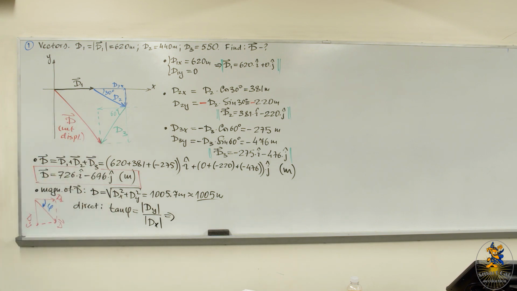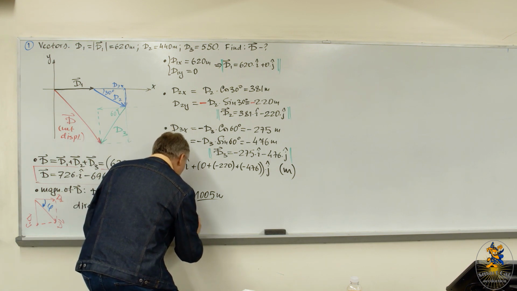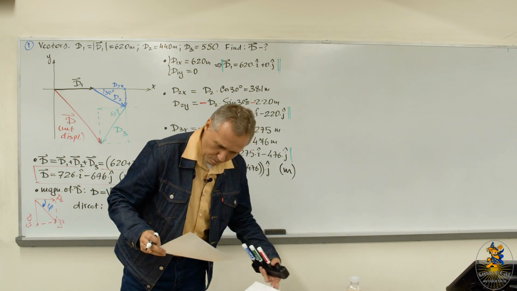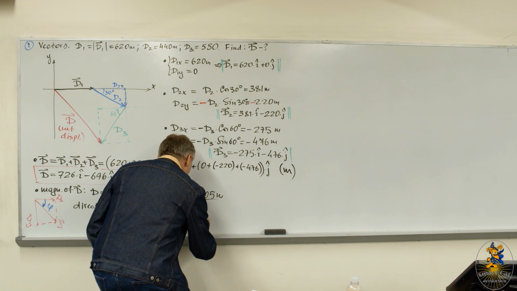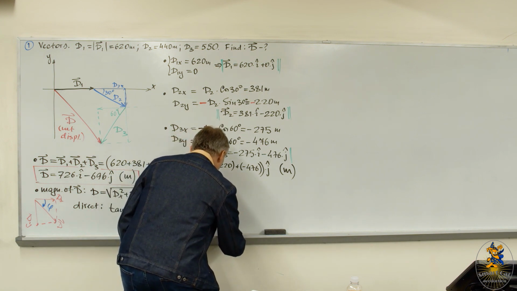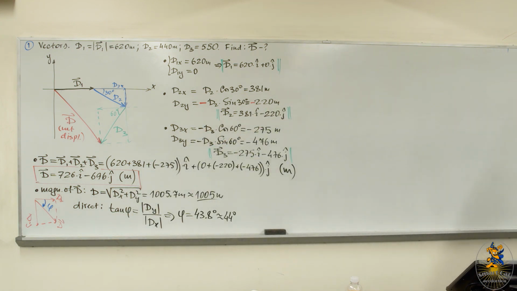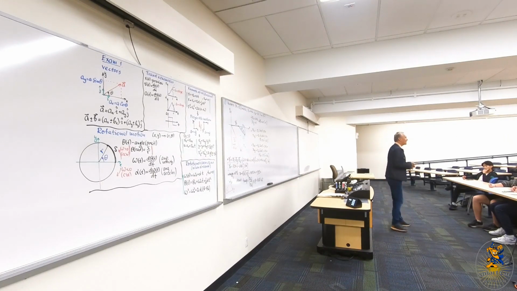So x and y components are given. I will just write down the answer immediately. So phi will be equal to 43.8 degrees, about 44. As I said, it's a little bit tedious, but that's normal when you work with vector quantities.